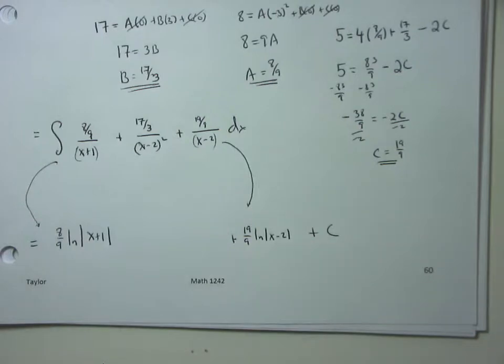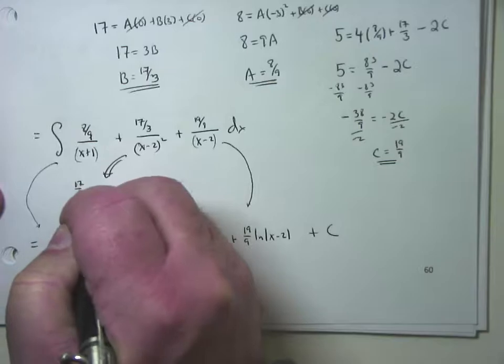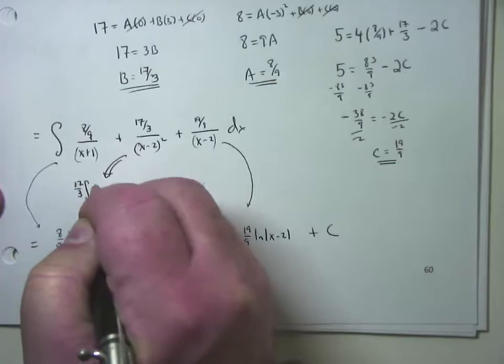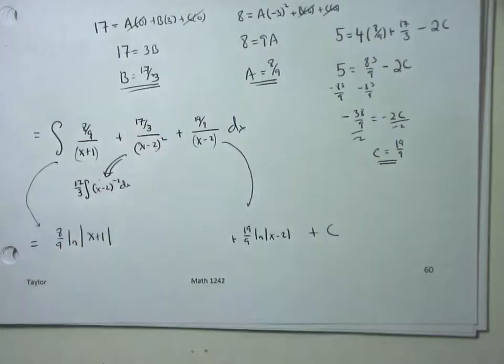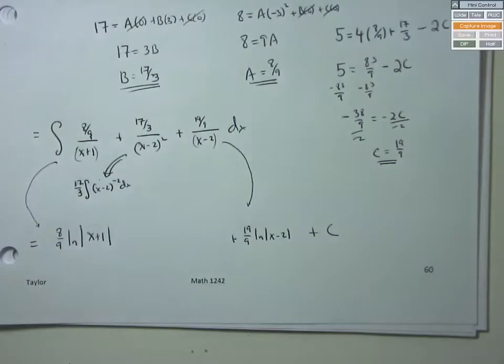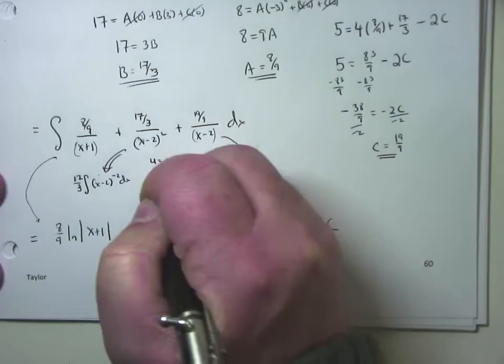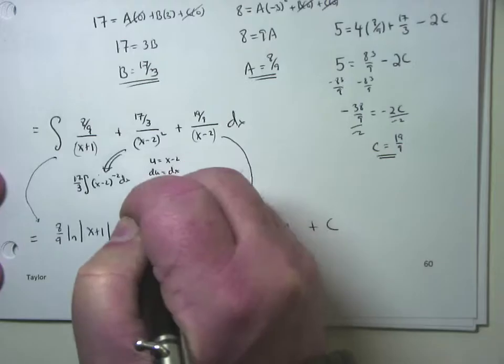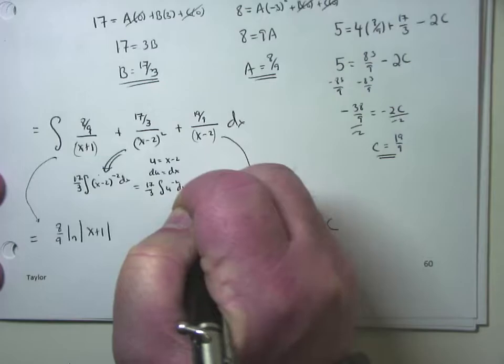But with the guy in the middle, because he has a power, you've got to rewrite him. So this part turns into 17 thirds times the integral of x minus 2 to the negative 2 dx. Because he has a power, you don't want the power in the denominator, you're going to bring it to the numerator and make the exponent negative. Now, to be able to integrate this guy, it is a traditional u substitution. u would be equal to x minus 2, du equals dx. So when you substitute, this becomes 17/3, the integral of u to the negative 2 du.